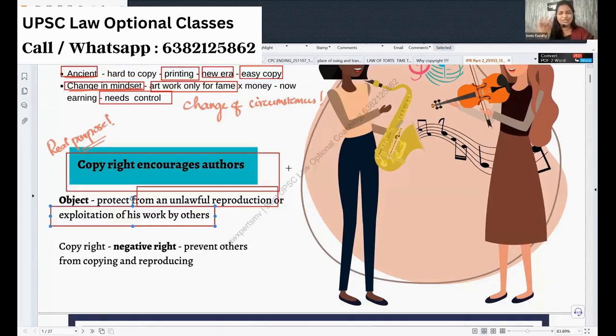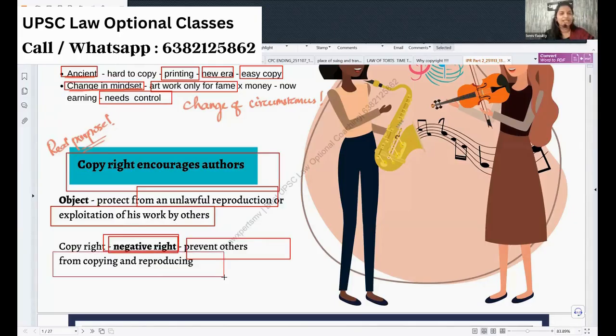Next, what is the nature of this copyright? It is a negative right because it prevents others from doing something. You don't do this, you don't do this. That's what copyright is. He is the author, so you don't copy it. He is the author, you don't publish it. He is the author, you don't reproduce it. So we are saying don't do it. When that is the case, it is called a negative right. You are preventing others from copying and reproducing. That's why copyright is a negative right.